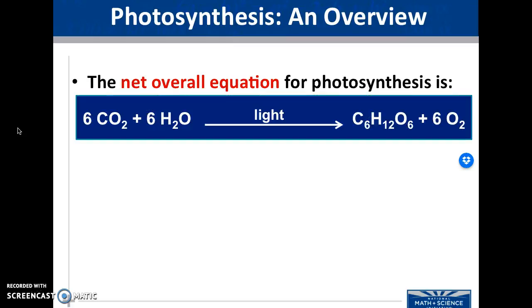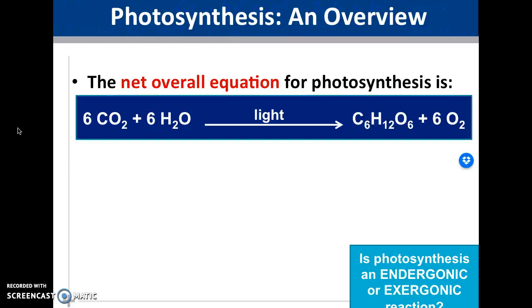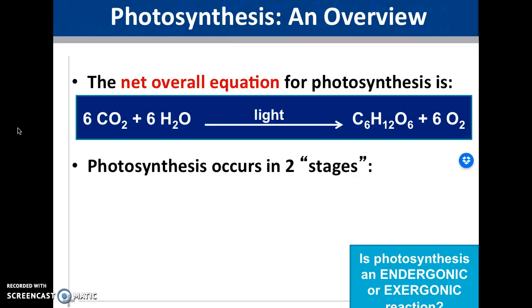The net overall equation for photosynthesis is this: 6 carbon dioxides and 6 waters plus light from the sun is going to yield 1 molecule of sugar, C6H12O6, specifically glucose, and 6 oxygen molecules.